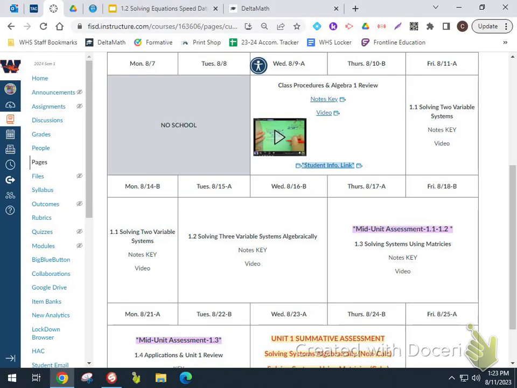Okay, so what we are doing in today's lesson is something that is going to be on our first mid-unit assessment, which is next Thursday and Friday. Remember, this is an actual weighted grade, okay? And it's going to cover this lesson and then the one that we'll start with next week.